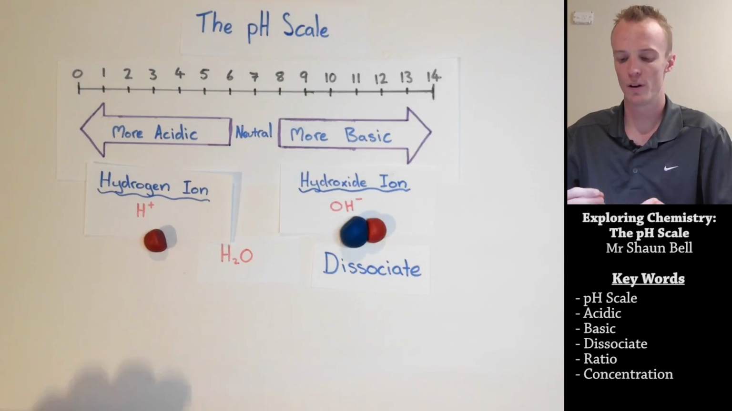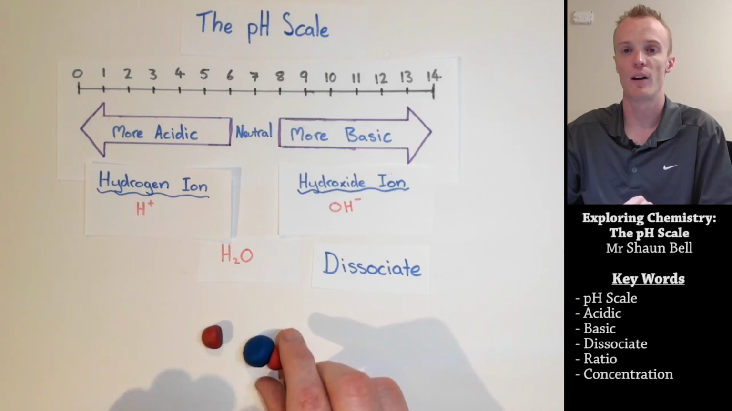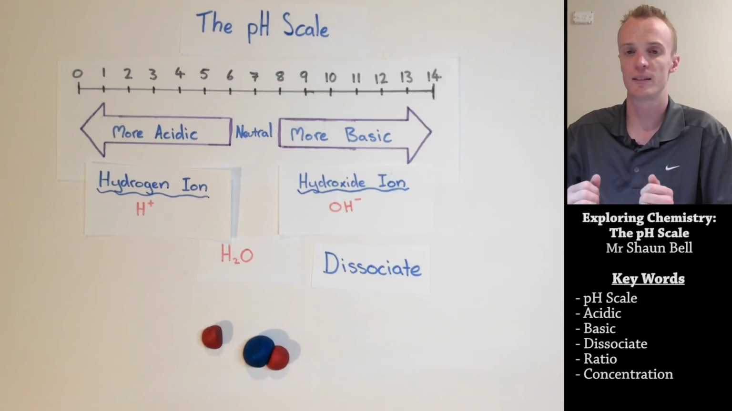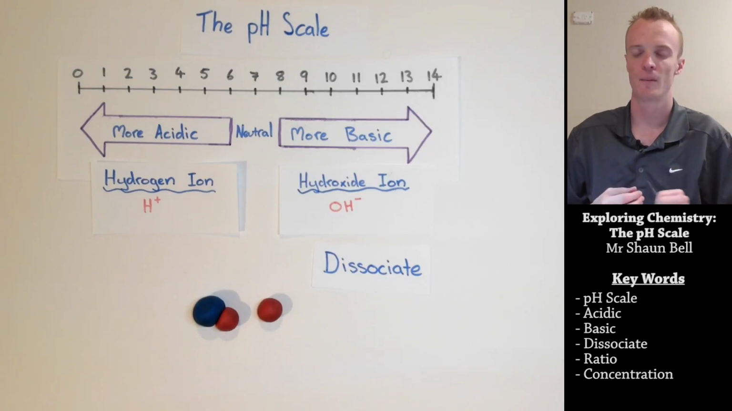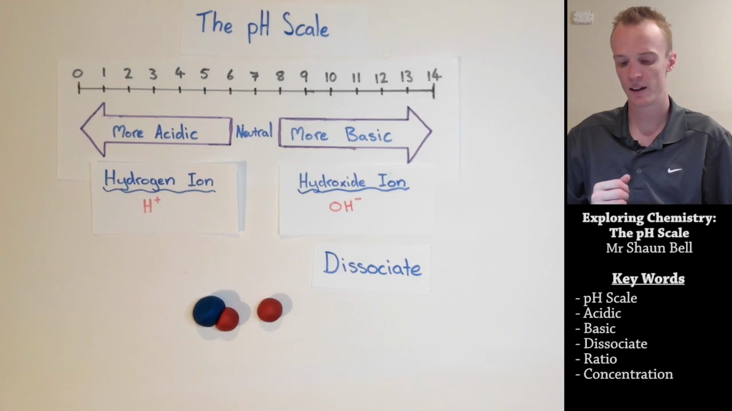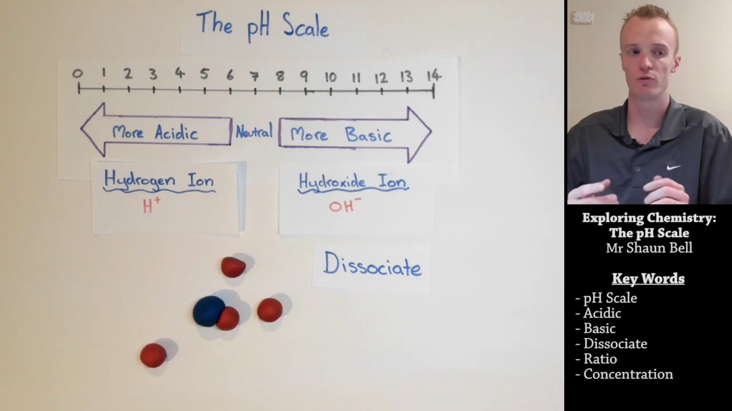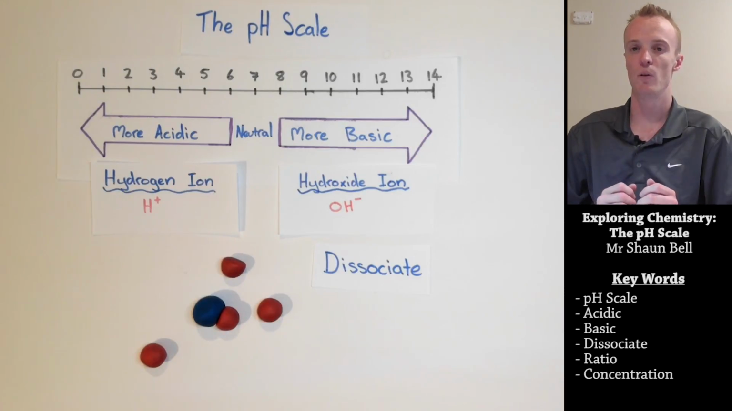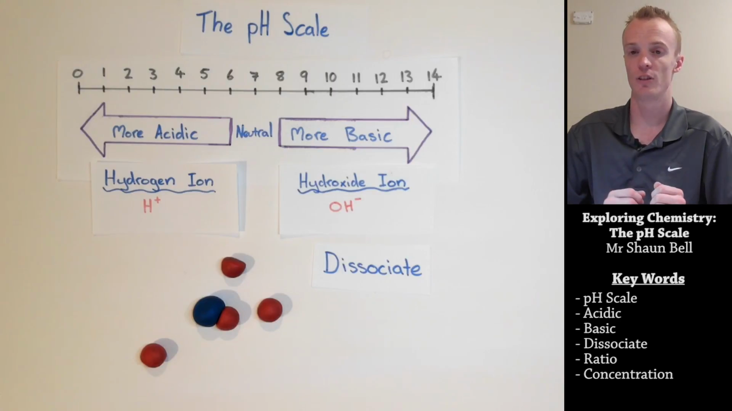So we now know that water, when it dissociates, ends up with some hydrogen ions and some hydroxide ions, and the ratio between them is the same. So then what makes an acid an acid? Well, an acid simply means that it's got more hydrogen ions in its solution than it does hydroxide ions. And the more hydrogen ions in ratio to hydroxide ions a solution has, the lower the pH value the solution will be, and the more acidic the solution will become.